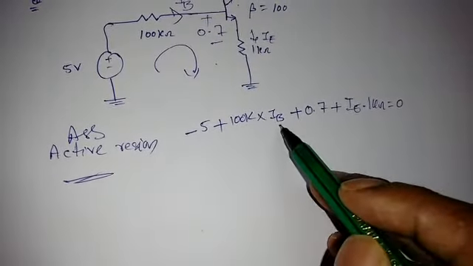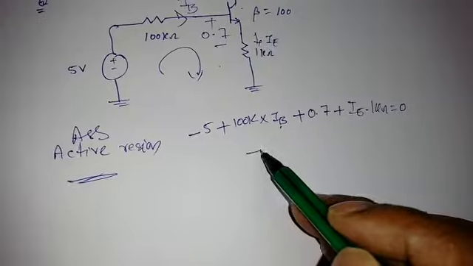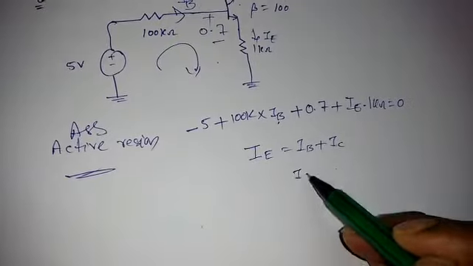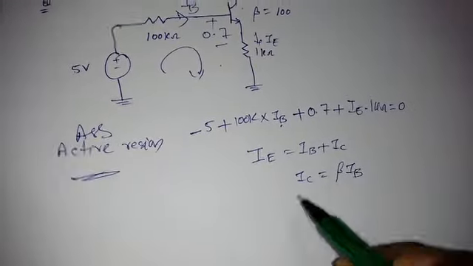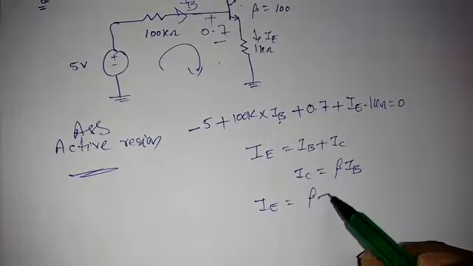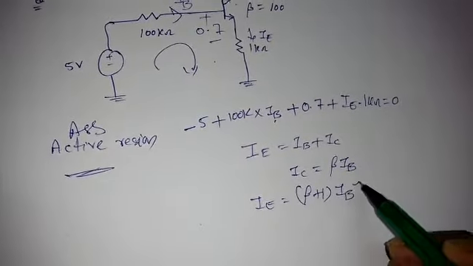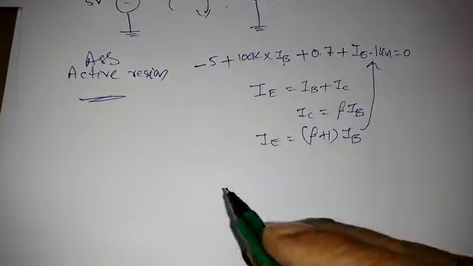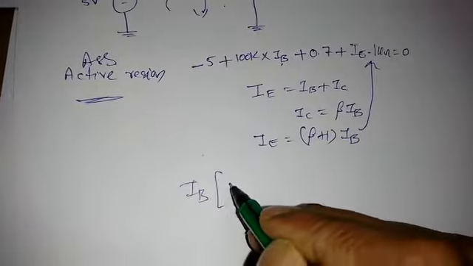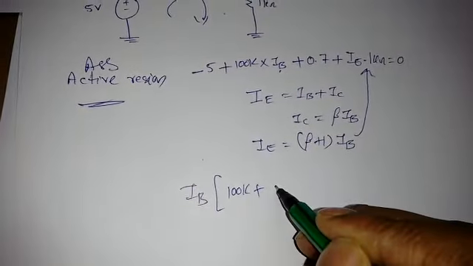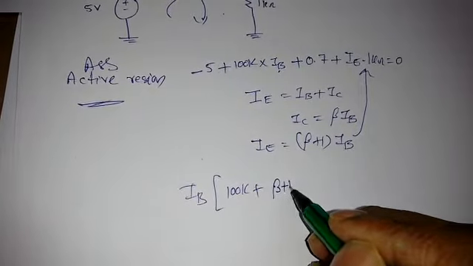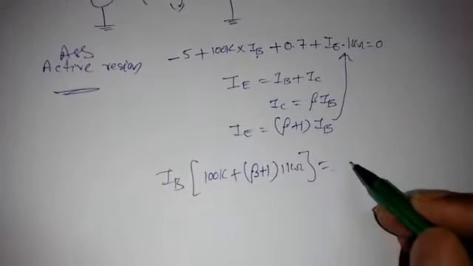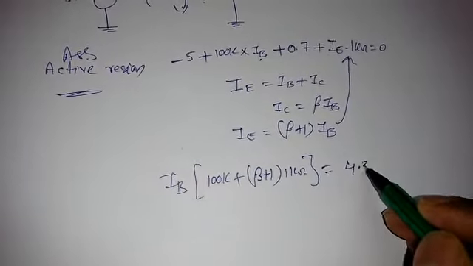So this is one equation, but we have IB and IE. So we know that IE is equal to IB plus IC. Again we know IC is equal to beta times IB. If you substitute here, I will get IE is equal to beta plus 1 times IB. Now I can replace this IE by beta plus 1 times IB. Then I can take IB common. So IB times 100 kilo plus beta plus 1 times 1 kilo is equal to 5 minus 0.7, so that will become 4.3.